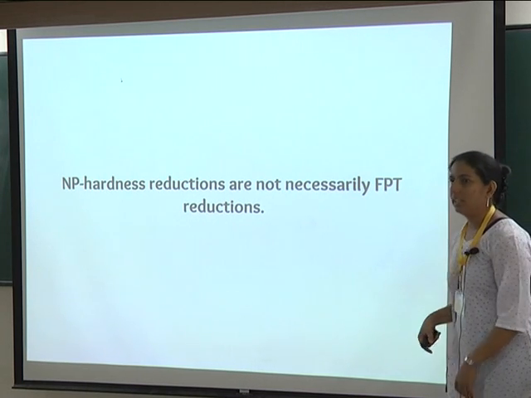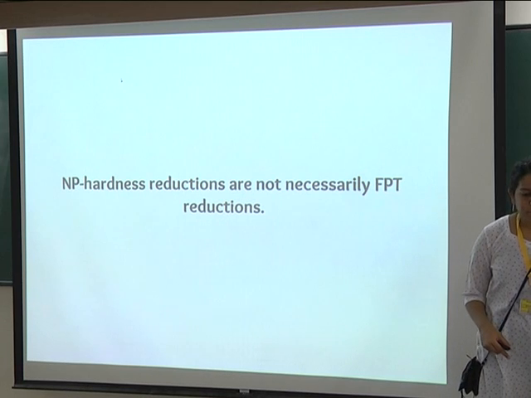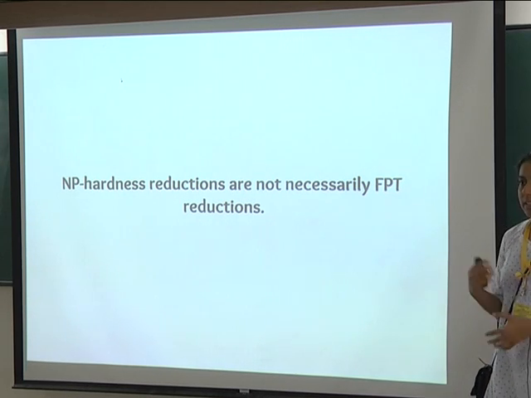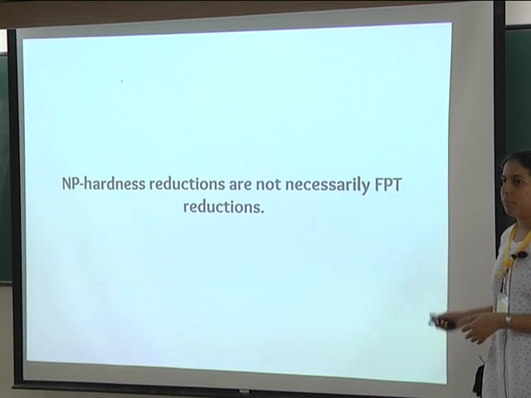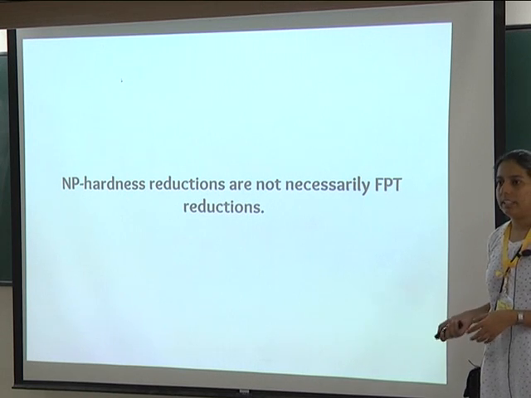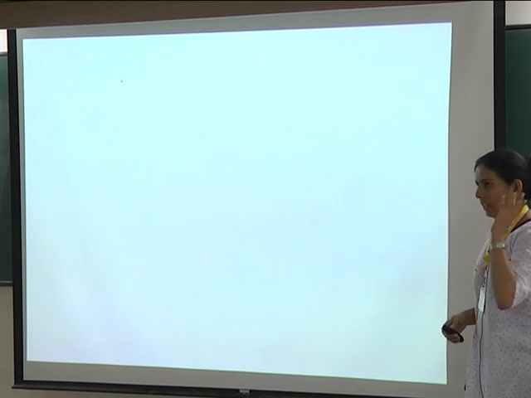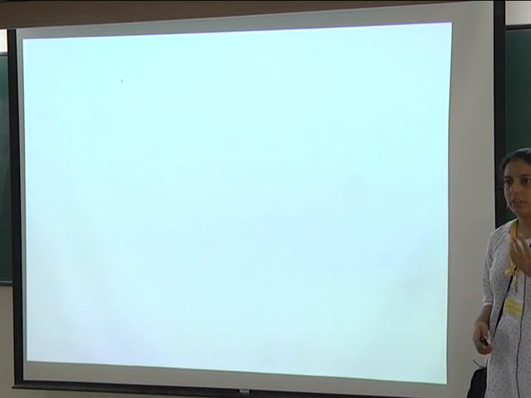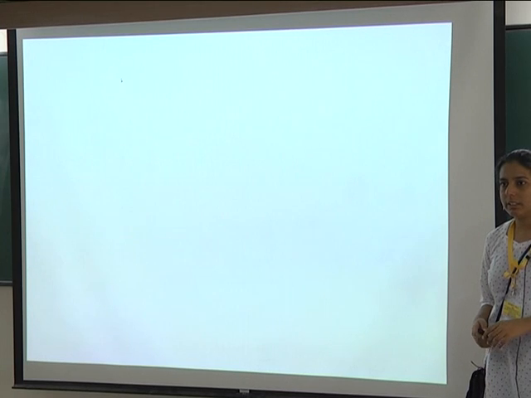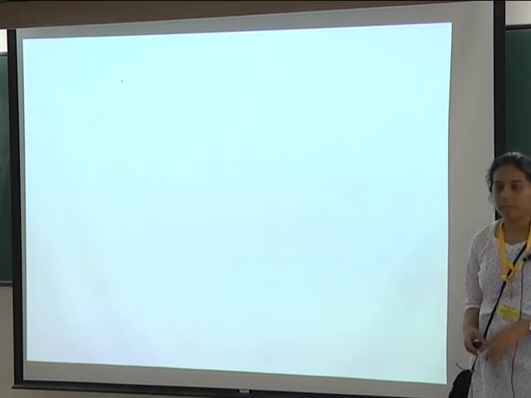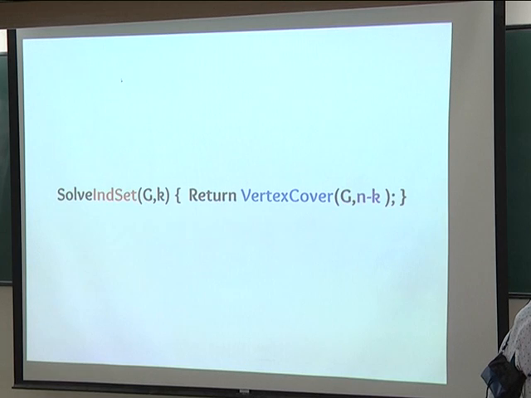So independent set and vertex cover are both hard in the classical setup, but one of them is significantly easier than the other in the parameterized setting. Okay. Are all FPT reductions automatically NP hardness reductions? Let's just go back.